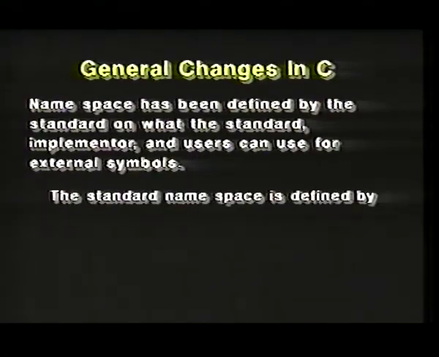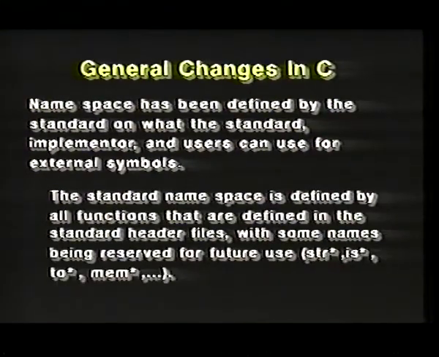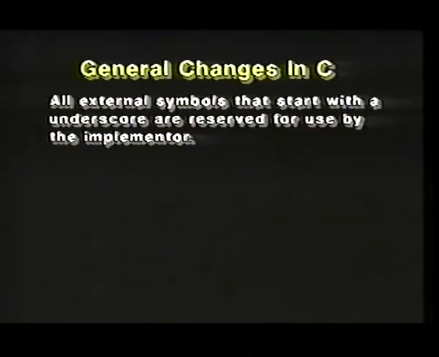Standard namespace: there's a standard set of header files that are associated with ANSI C. If you include any of those, all the functions that those header files define are reserved to the standard. Also, they have reserved a bunch of names for future use, starting with str, is, to, and mem. All external symbols that start with an underscore are reserved to the compiler implementors to use.